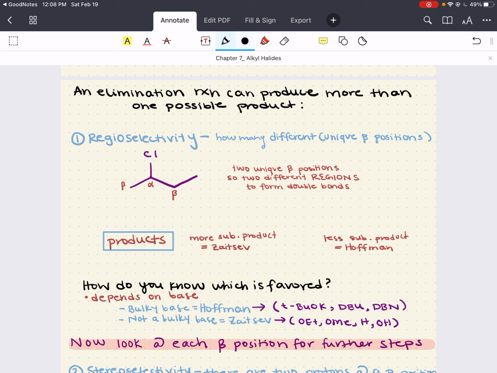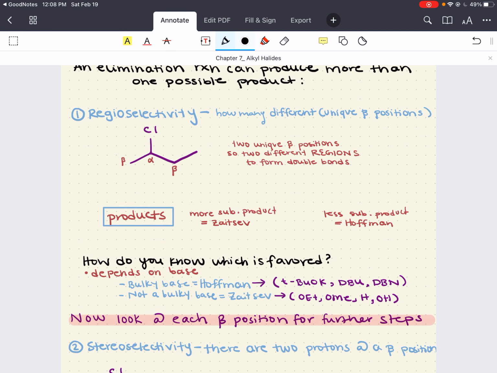So in this discussion of all possible products we can obtain in an E2 reaction, there are three terms we need to define to help our understanding. The first term is regioselective. This is going to be your first step in any problem. How many unique beta positions are there and where are they?